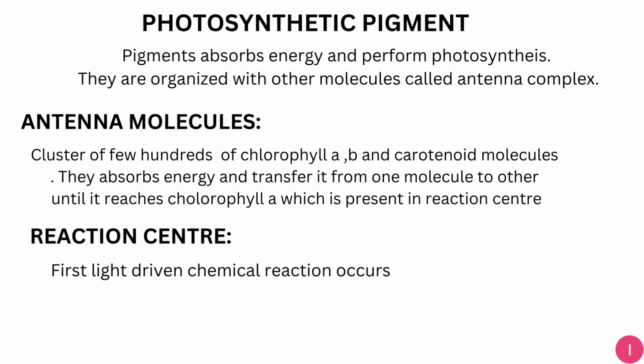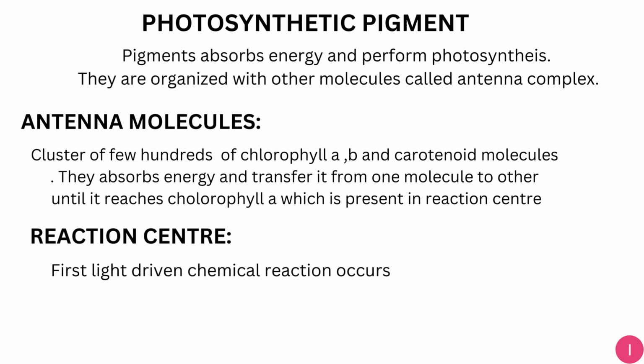Now comes the photosynthetic pigments. Pigments absorb energy and perform photosynthesis. Means pigments are present on the leaves of the plant. They absorb the sunlight or light energy and perform photosynthesis. Pigments are organized with other molecules called the antenna complex. Okay, pigments are present in the leaves along with other molecules.